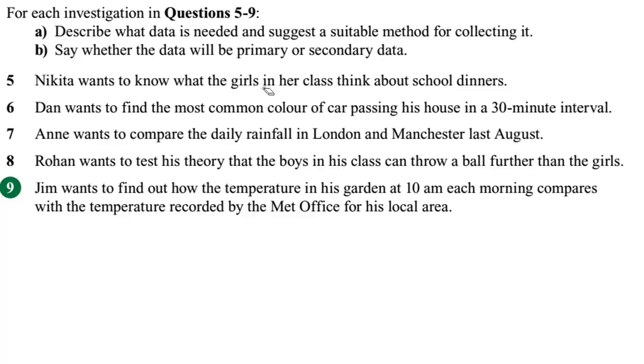Okay? Then suggest a suitable method for collecting it. Nikita can design questionnaires, and then she can print them and pass them down to the girls to respond by ticking boxes or just answering. Now, this data she's going to get is going to be primary because, number one, she's designed the questionnaire herself. She's given it to the girls to answer, and then she's just going to look at it and come up with a conclusion. So that's going to be primary. Right, so I want to do the very same thing. So pause the video and try question 6, question 7, question 8, and question 9 quickly, please.